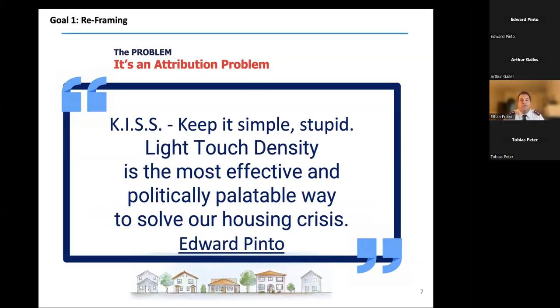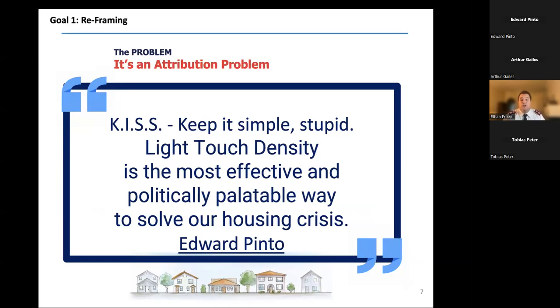Finally, to quote my friend Edward Pinto, keep it simple, stupid. Sometimes it's just recognizing that light touch density is the most effective and politically palatable way to solve our housing crisis. And that's a quote from an opinion piece that ran nationally recently from Ed, and we appreciate that. Ed and the AEI team with Tobias and Arthur have been proponents of allowing people to use their property rights and their property values in order to maximize housing that's available in solutions. So Edward, I had to quote you as well.